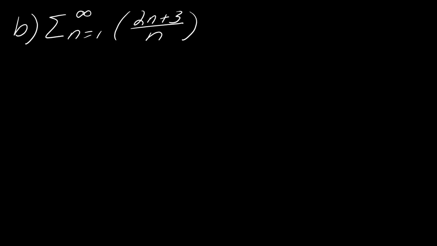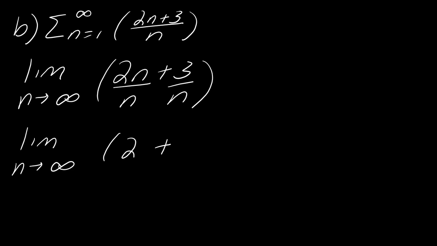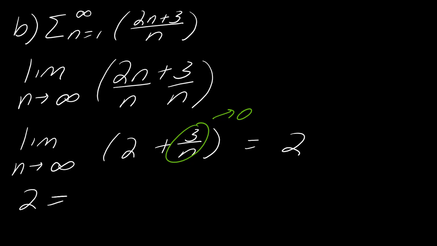Now I have another sum: 2n plus 3 over n. If we're not sure, we can just use our old limit techniques, and I can break this up into two separate parts. So this becomes the limit as n goes to infinity of 2 plus 3 over n. If I dissect the parts of the limit, the 3 over n part will go to 0, but 2 is just going to go to 2. So this equals 2, and 2 does not equal 0. And so this also diverges.